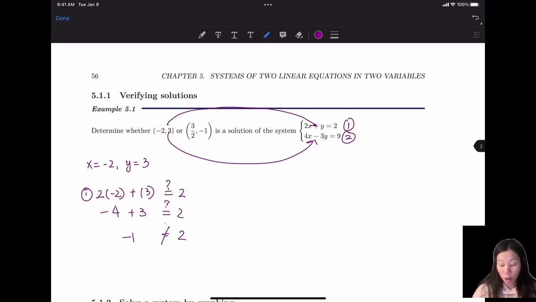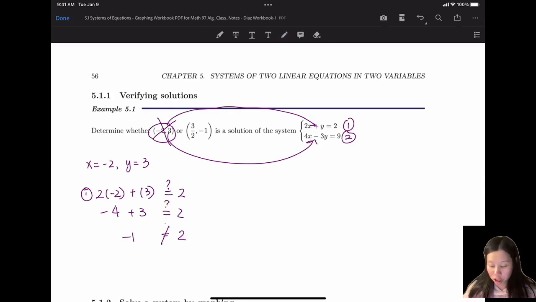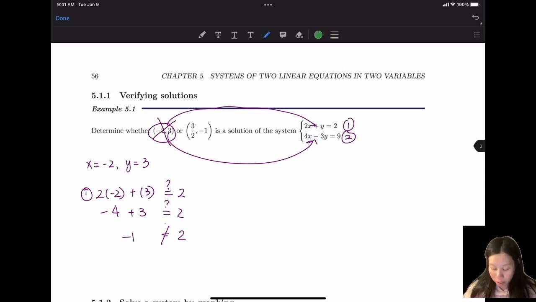That means for the first one, we just need to check once, right? If the first one is not equal, that means the first ordered pair is not going to be on the first equation. That means this is not going to be the solution. Now we're going to check the second ordered pair.